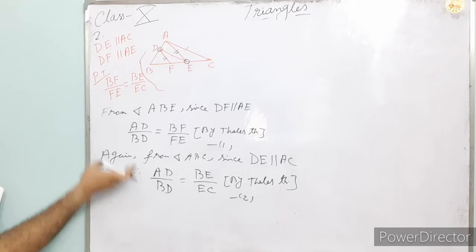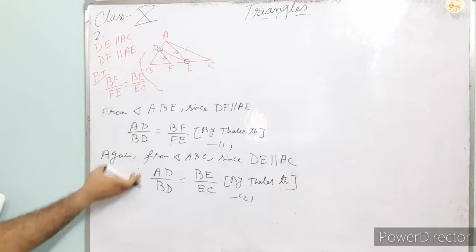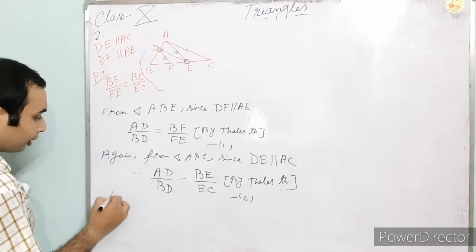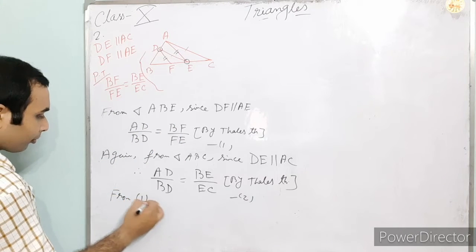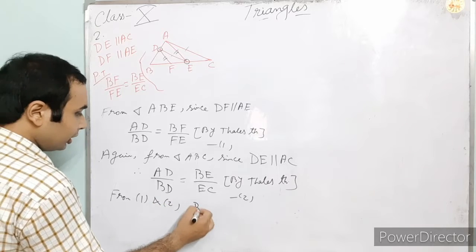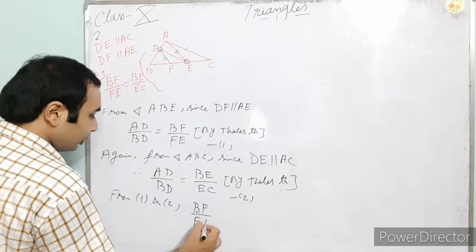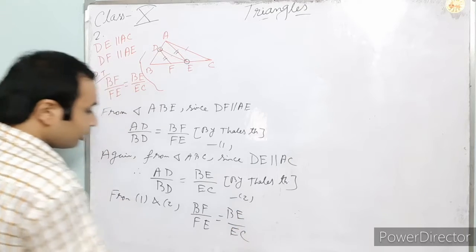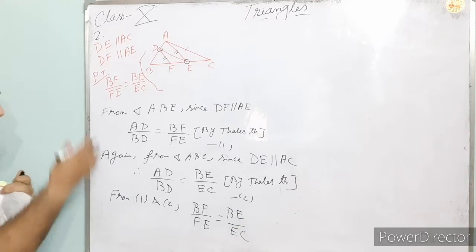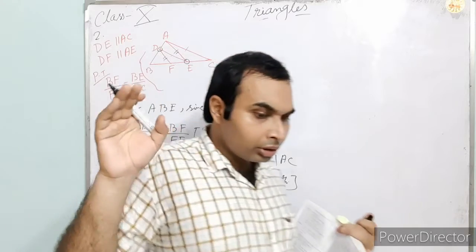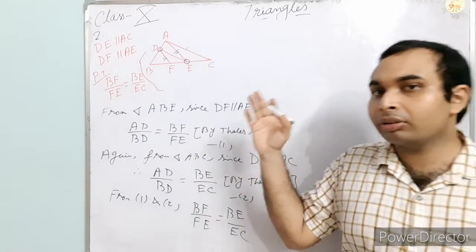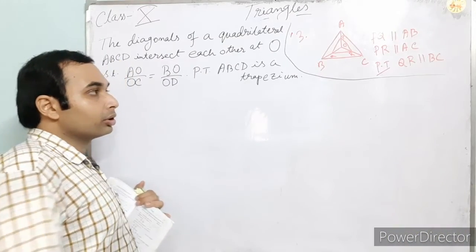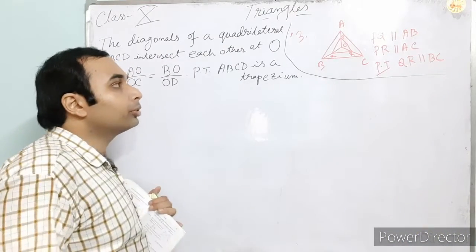Now from 1 and 2, just see the left hand sides in both are equal, AD by BD. So from 1 and 2 we can say BF by FE is equal to BE by EC. It has been proved. Just see, within two applications of Thales theorem, we have got the result. Very easy. Students, this is for your homework.